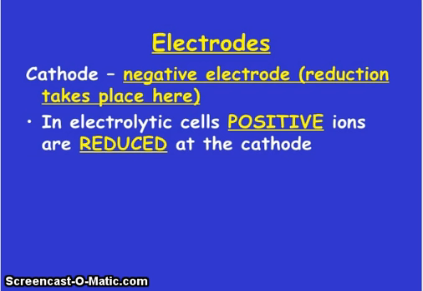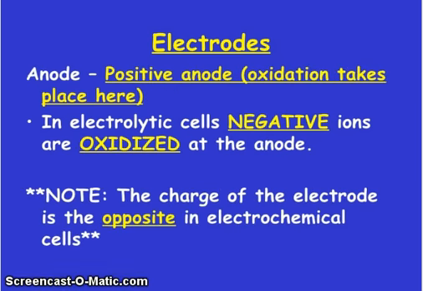Electrodes: the cathode is the negative electrode, where reduction takes place. In an electrolytic cell, positive ions are reduced at the cathode. The anode is the positive electrode, where oxidation takes place. In an electrolytic cell, negative ions are oxidized at the anode. Note that the charge of the electrodes is the opposite of that in the electrochemical cell.